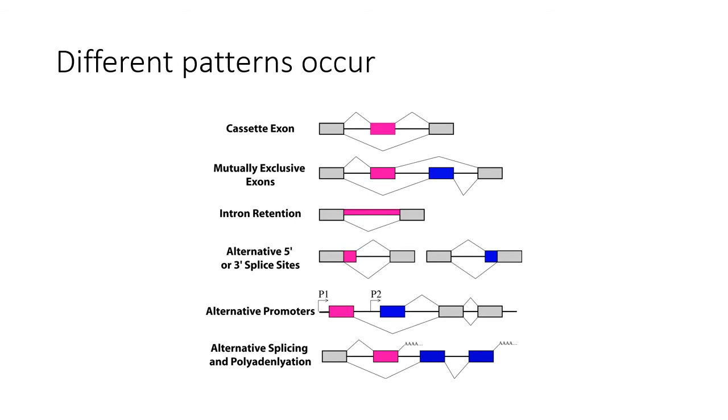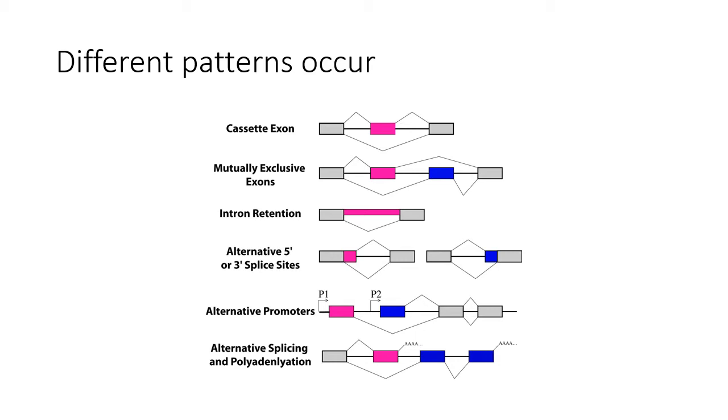Okay, so there are a lot of different patterns of splicing that can occur, and these illustrate some of them. Basically, anything that you can think of might happen probably does somewhere. In this example, we have mutually exclusive exons, where we have a pink one and a blue one, and every primary RNA transcript is spliced such that either the pink one or the blue one is included, but not both.